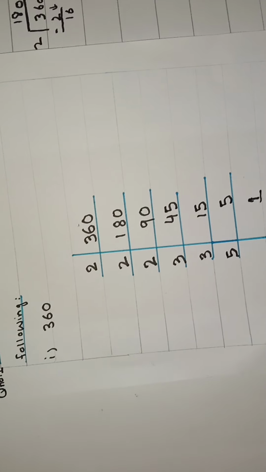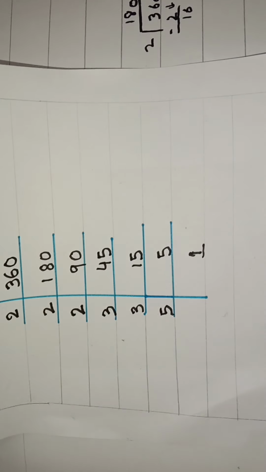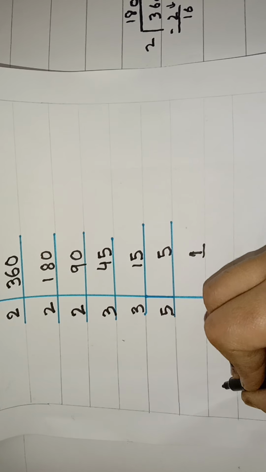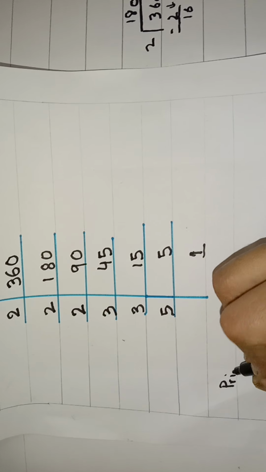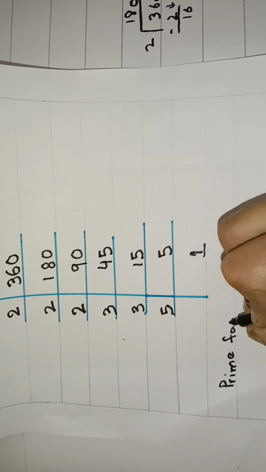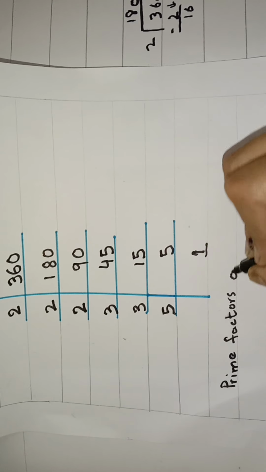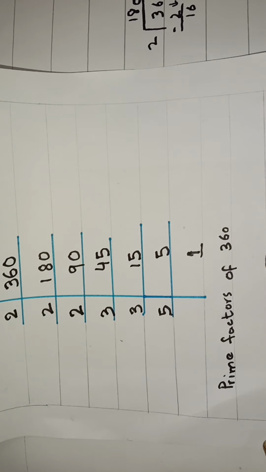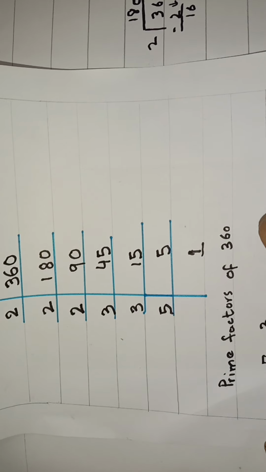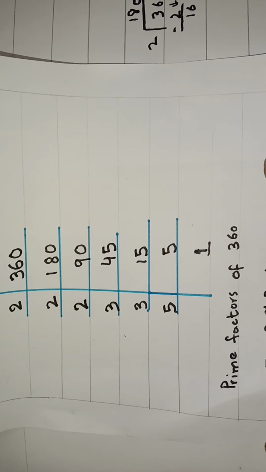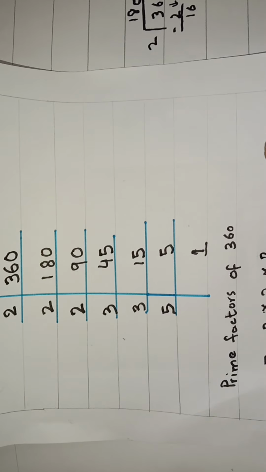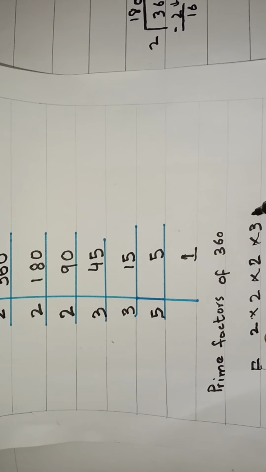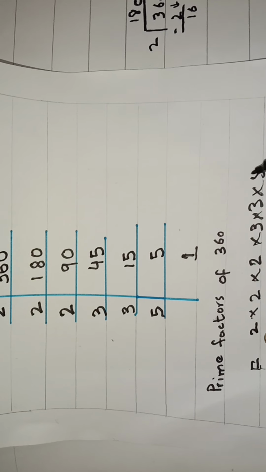Now we will write it combinedly. Now we have found the prime factors. So we will write prime factors of 360 is equal to 2 into 2 into 2 into 3 into 3 into 5.